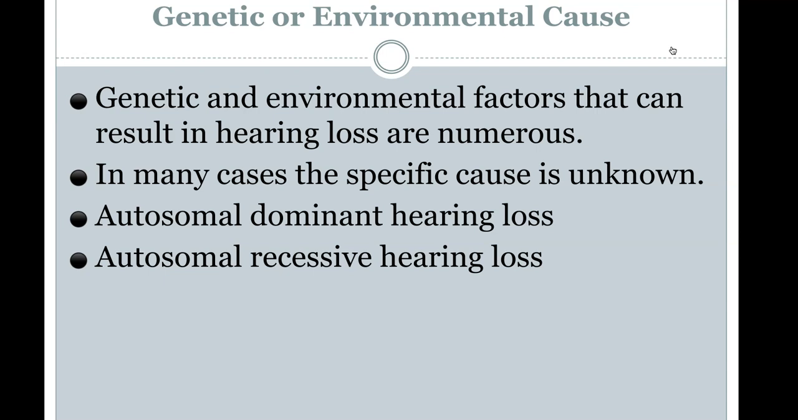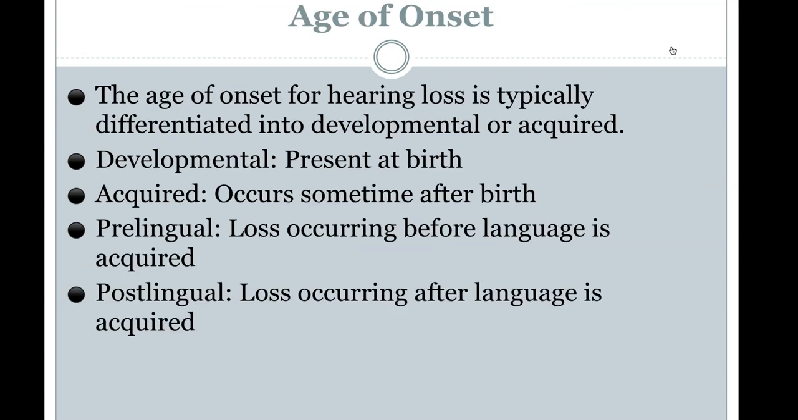Genetic and environmental factors that can result in hearing loss are numerous. In many cases, the specific cause is unknown. You can have an autosomal dominant hearing loss, where you have one parent who is deaf, and then you have a 50% chance of being deaf yourself. There's also an autosomal recessive hearing loss, where one of your parents has a recessive gene. They might not be deaf themselves, but you have about a 25% chance of being born deaf with an autosomal recessive hearing loss.